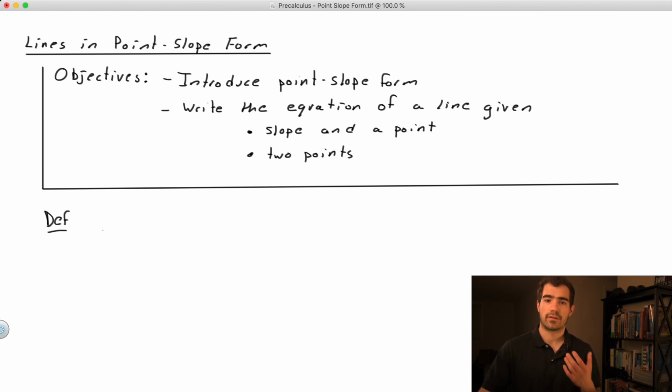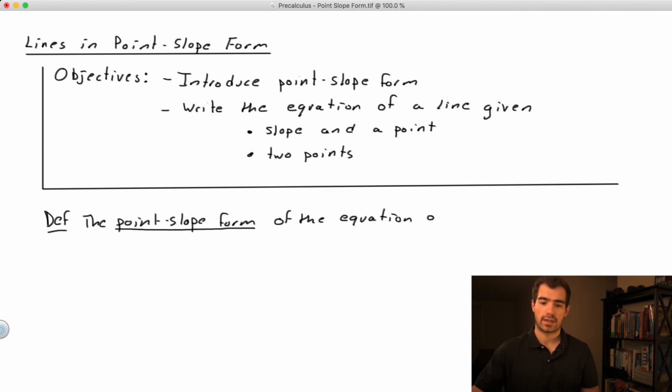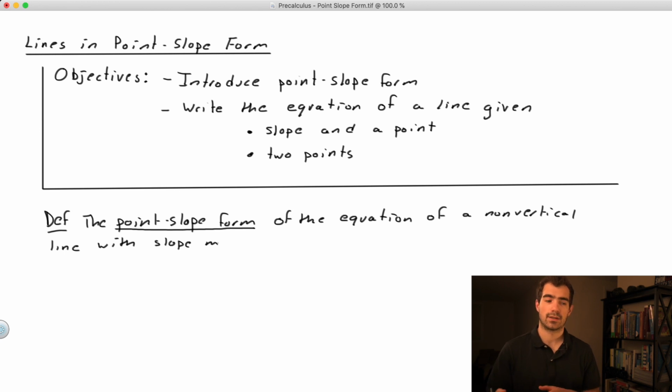Again, this is just one of a few ways that we can express a line as an equation, but the point-slope form of the equation of a non-vertical line with slope m. Now, we talked a lot about slope in the last video. One thing that we didn't say is that typically we'll refer to slope using the letter m, so that's just the variable we often represent the value for slope with. We'll see that here in the point-slope form, as well as in the next video in the slope-intercept form.